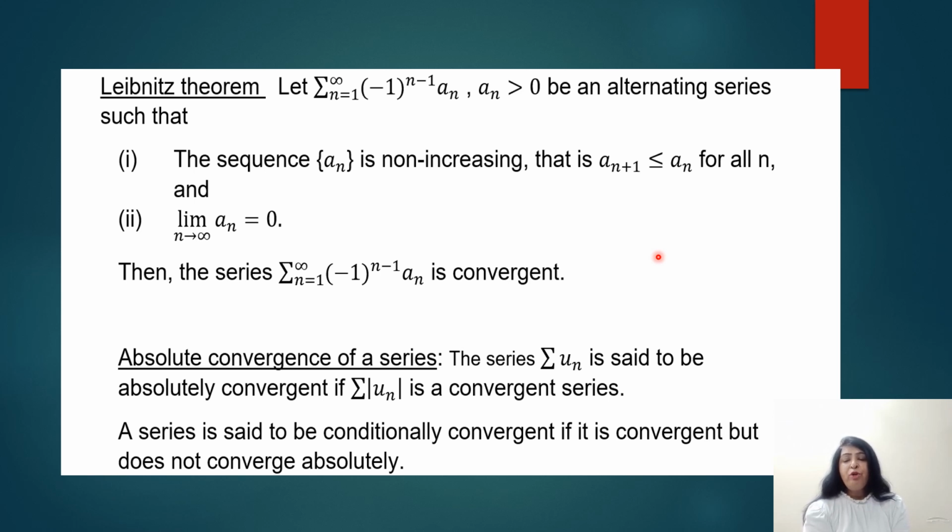Next, what do you mean by absolute convergence of a series? If you have the series sigma un, this series is absolutely convergent if the modulus of the series is convergent. And a series is said to be conditionally convergent if it is convergent but it doesn't converge absolutely. That is, an converges but modulus of an doesn't converge.